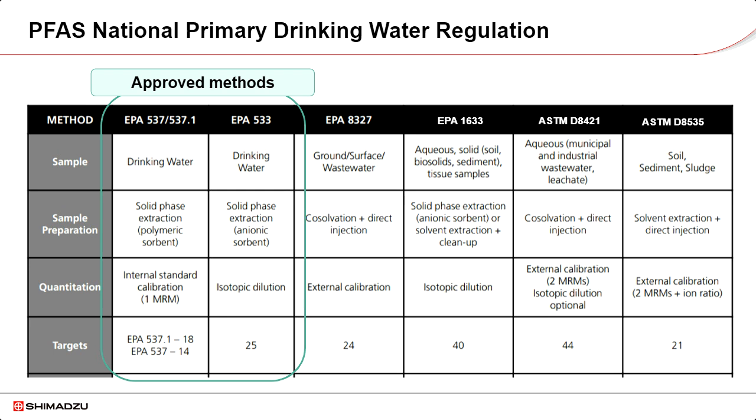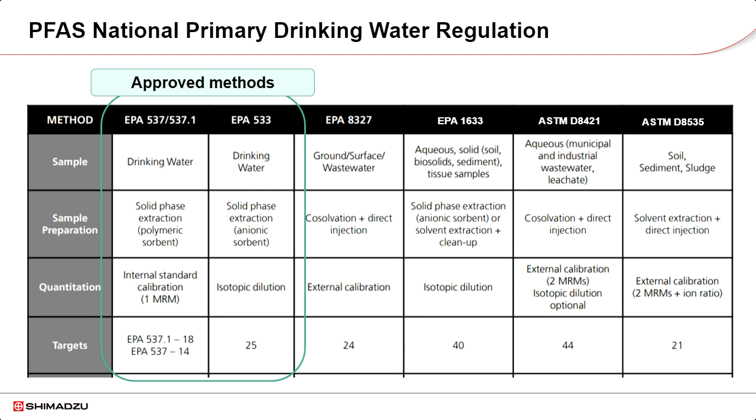But here is where the differences start. 537.1 requires the use of a polymeric sorbent, and 533 requires the use of an anionic sorbent. This is because the target compounds that are included in each method are different, and the physicochemical properties of those compounds are slightly different, with 533 having compounds that are more hydrophilic and are going to be extracted better with the anionic sorbent.